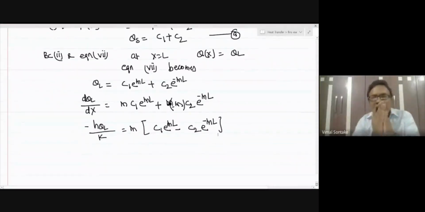What I have done so far, I have found out the boundary conditions for case number 3. Then I am putting those boundary conditions 1 and 2 into equation 7. So right now I am simplifying. I am solving boundary condition number 2 and equation 7 simultaneously. So after solving this, I got this expression.